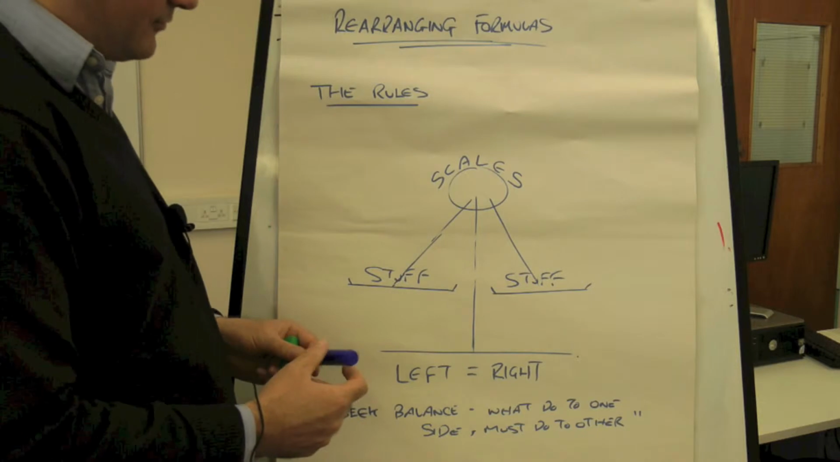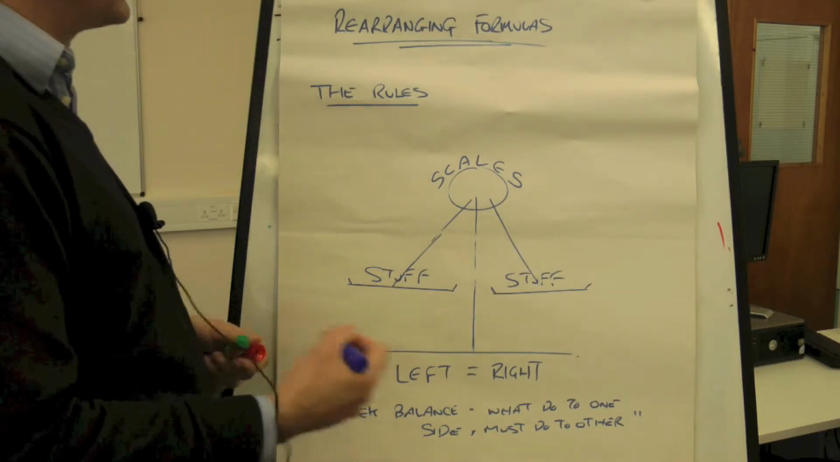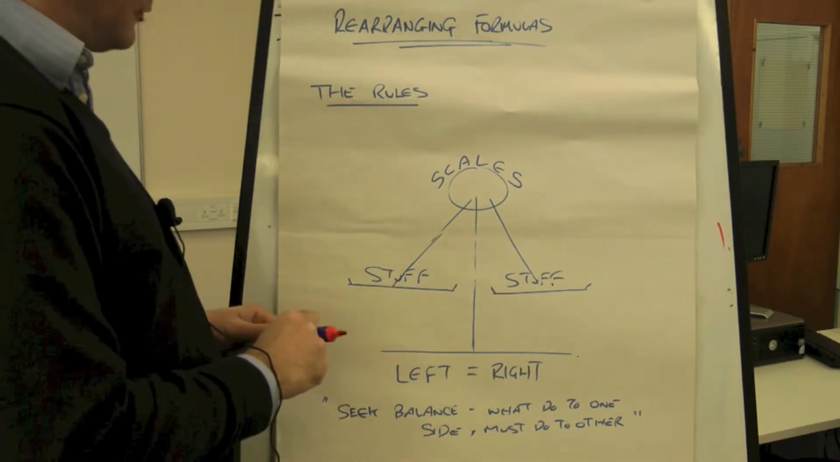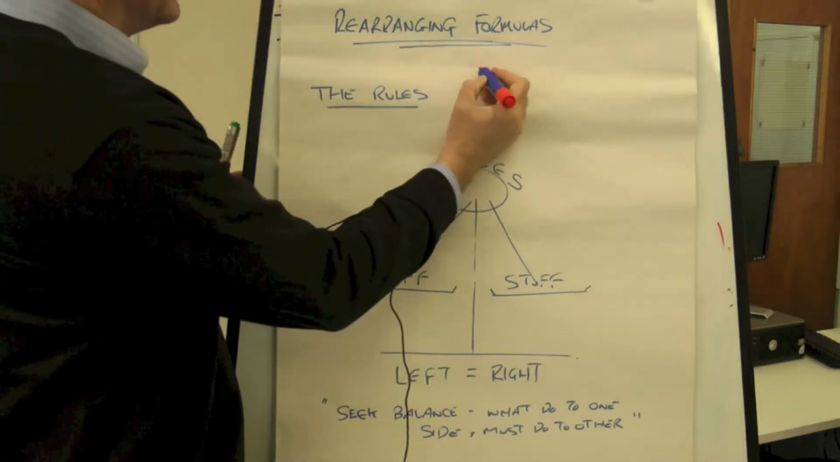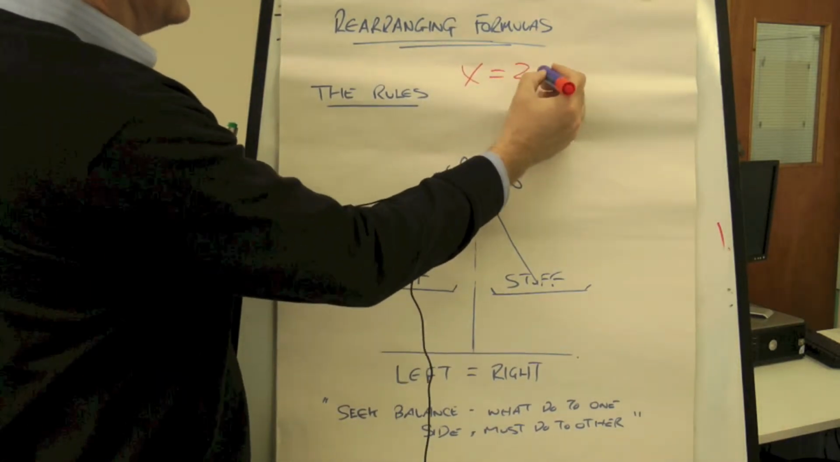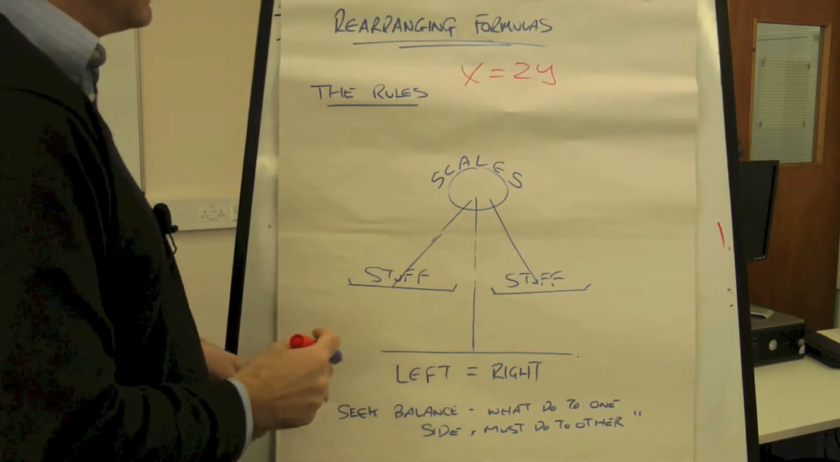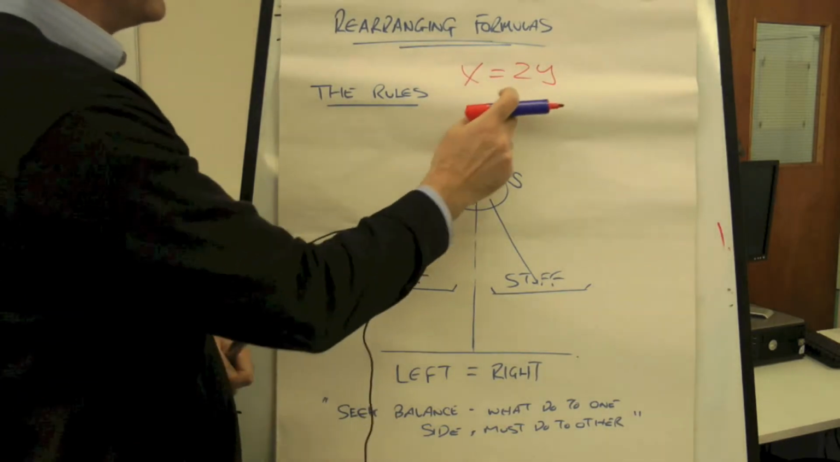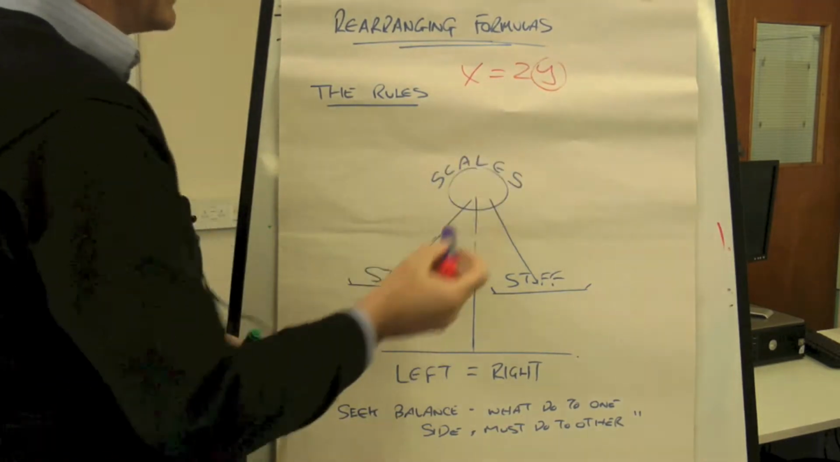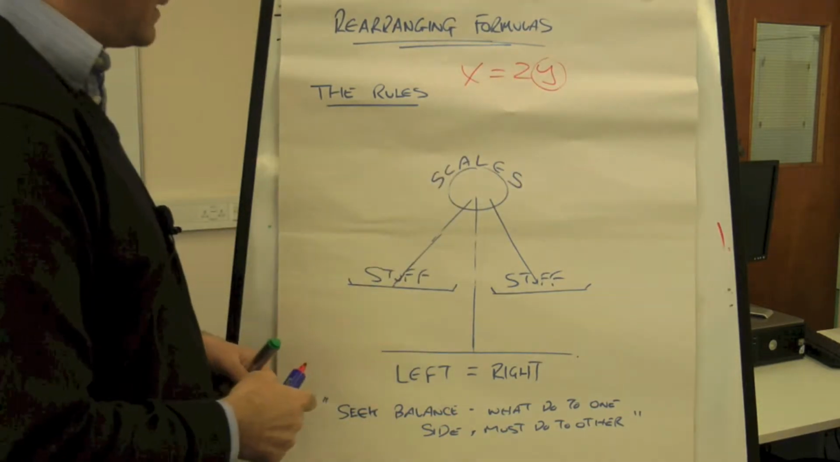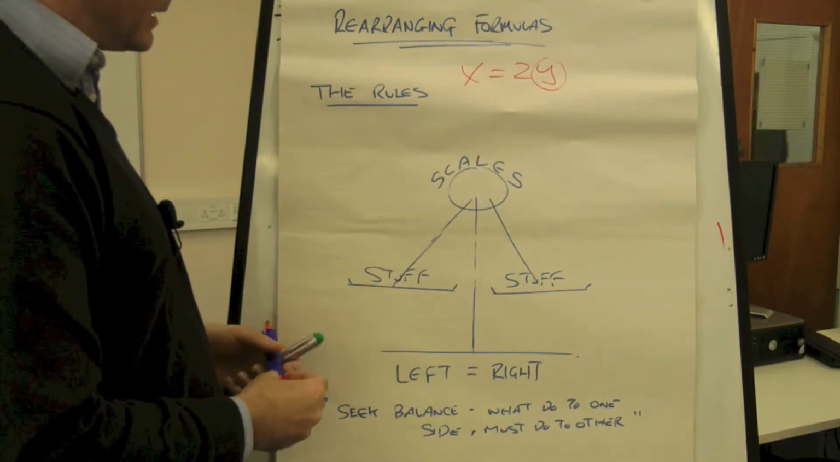Hi, we're going to talk about rearranging formulas in this short video. A formula, for instance, could be something that looks like x equals 2y. That's a formula, and I want to rearrange it, so I want to make y the subject. So I need to get y on its own. There are some golden rules that we need to think about.